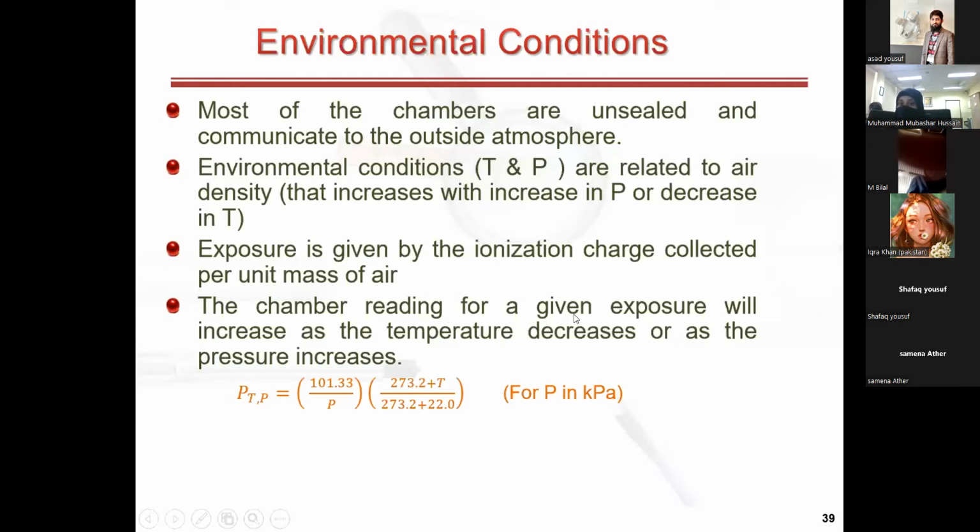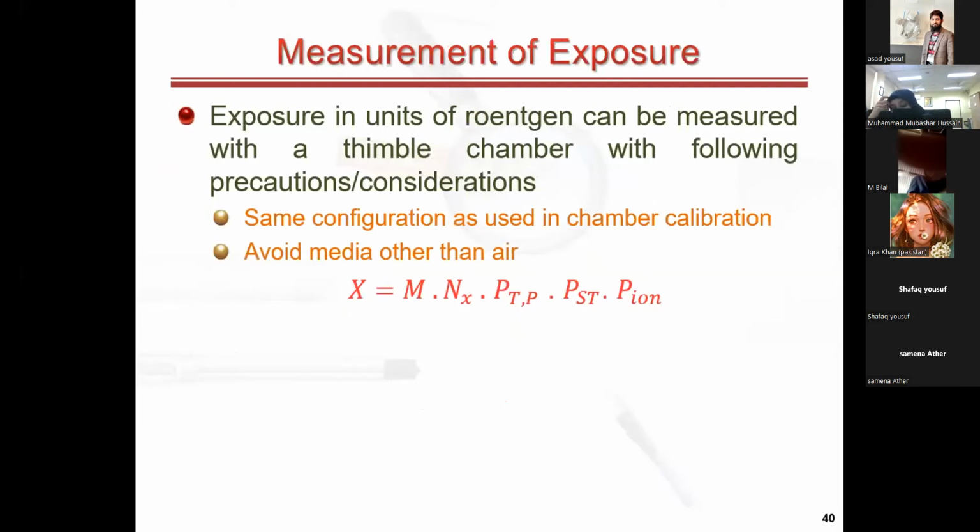So to account for all these environmental conditions of temperature and pressure, we need to use this formula, when pressure is measured in kilopascal. So once we have measured all these correction factors, then we can measure exposure in units of Roentgen with the thimble chamber, with these precautions and considerations.